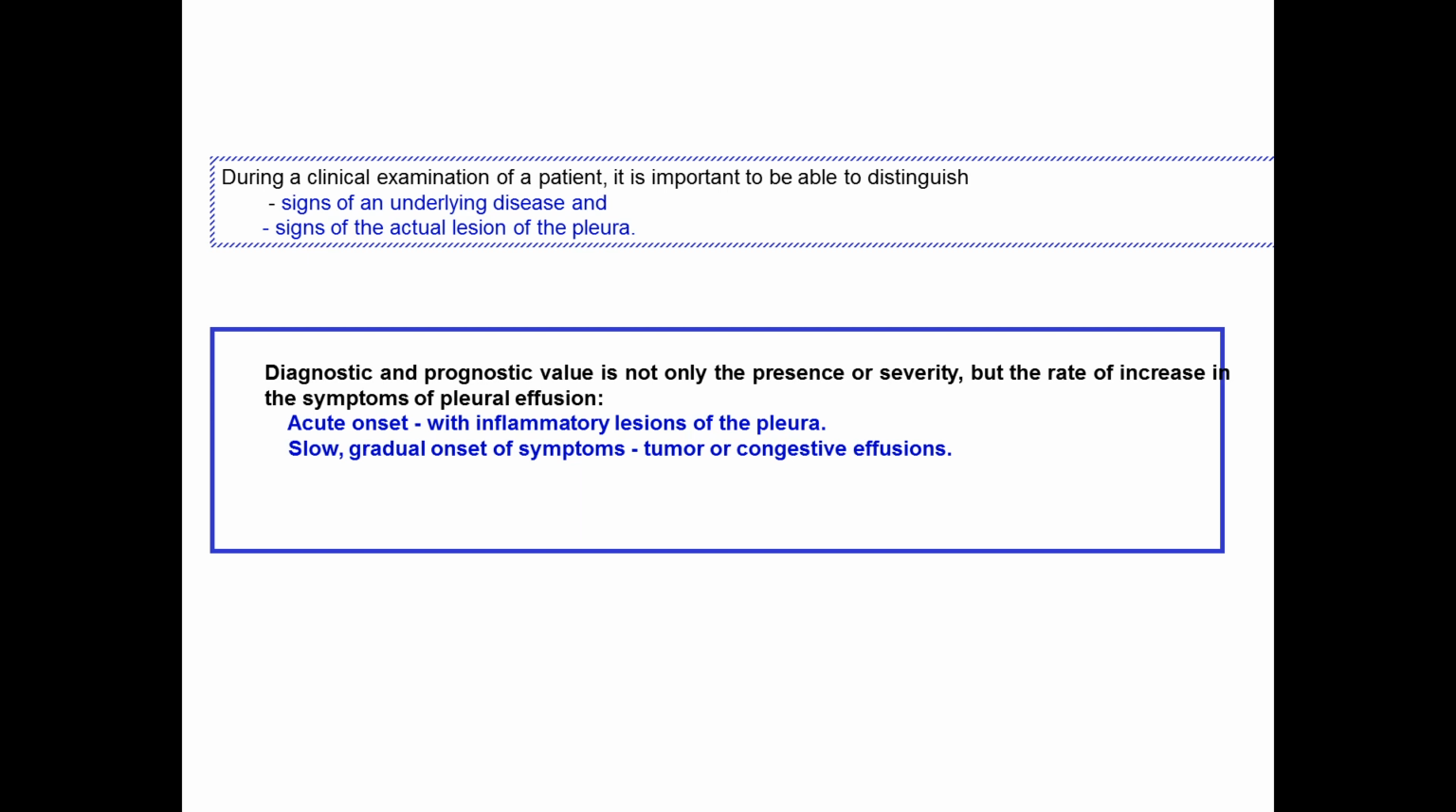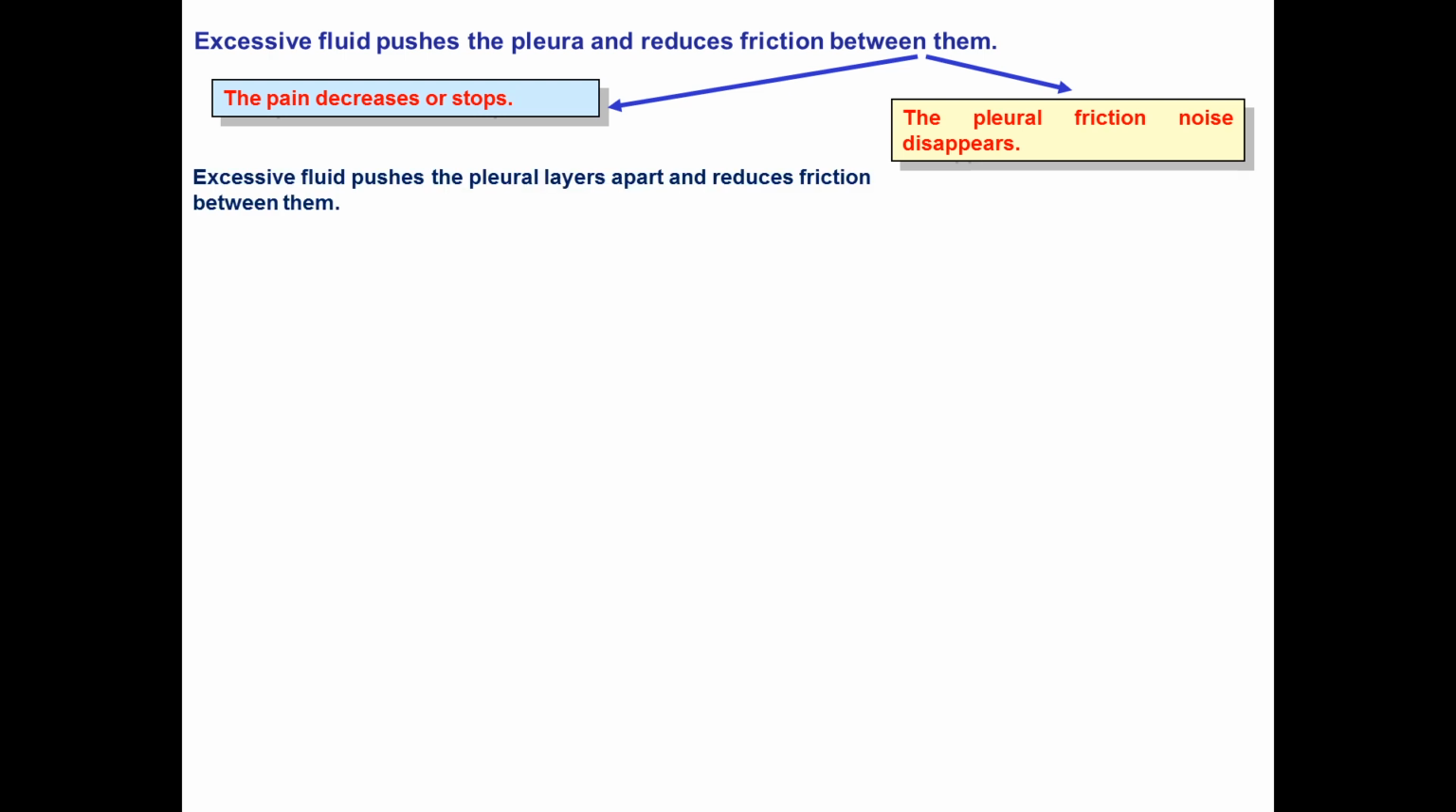Of diagnostic and prognostic value is not only the presence or severity, but the rate of increase in the symptoms of pleural effusion: acute onset with inflammatory lesion of the pleura, slow gradual onset of symptoms with tumor or congestive effusion. During a clinical examination of a patient, it's important to be able to distinguish signs of the underlying disease and signs of the actual lesion of the pleura. Excessive fluid pushes the pleura apart and reduces friction between them. The pain decreases or stops after accumulation of fluid.